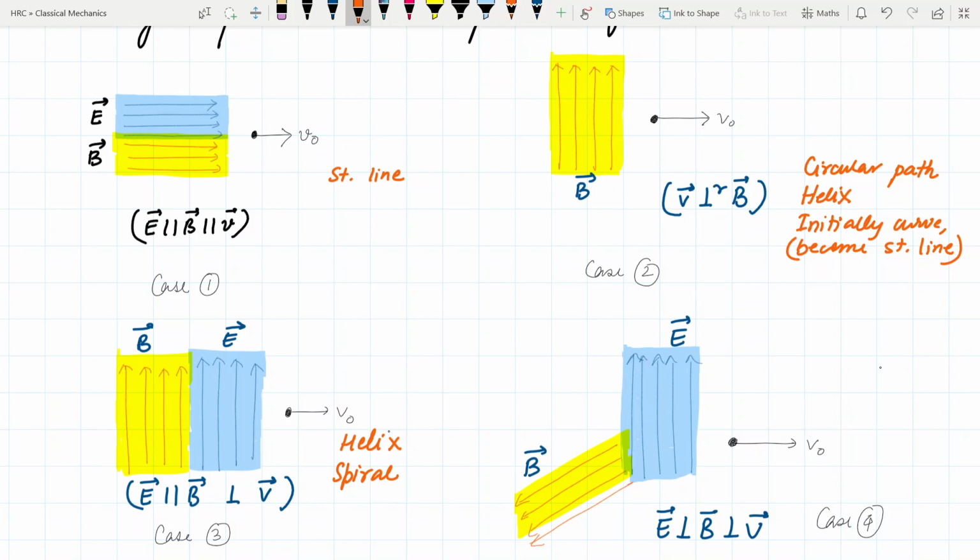Case number 3, anyone thinks it's going to be something other than helix or spiral? No. What about case number 4? What do you think is the trajectory in case number 4? Cycloid. Cycloid, okay. Any other trajectories out there?